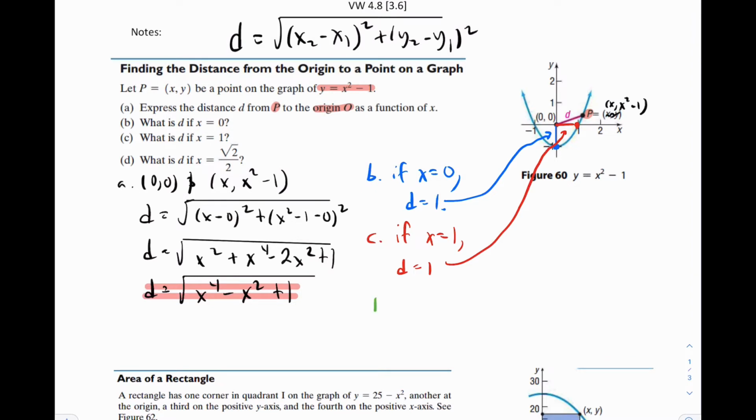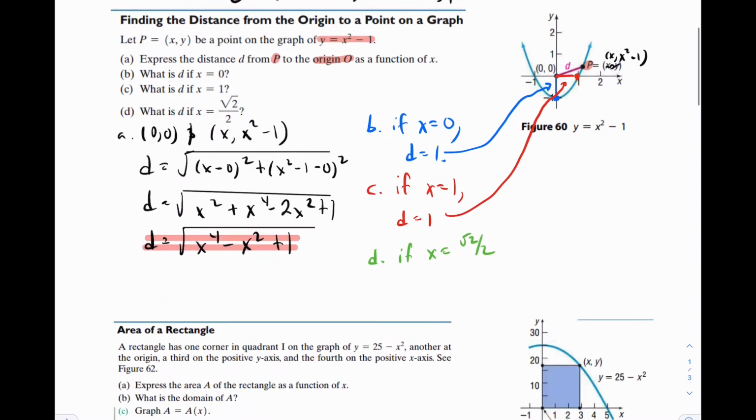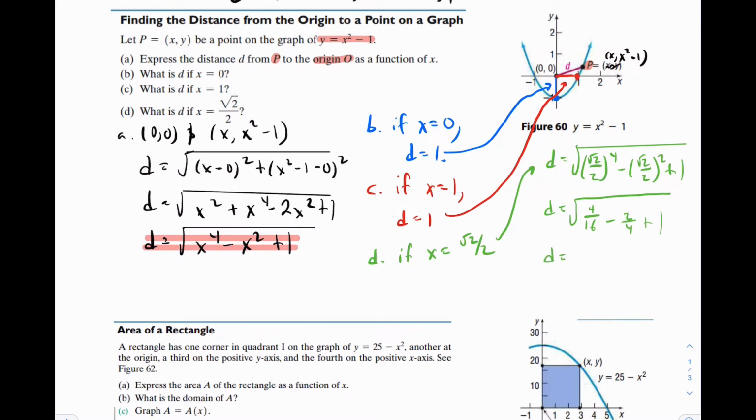Still a harder one. D. If x equals root 2 over 2. So this is going to take a little bit of work. So we'll continue this over here. D equals, we're going to plug in root 2 over 2. So root 2 over 2 to the 4th minus root 2 over 2 squared plus 1. So D should equal the square root of (root 2 over 2) to the 4th power. That would be 4 over 16. And then minus 2 over 4 plus 1. So let's simplify that.